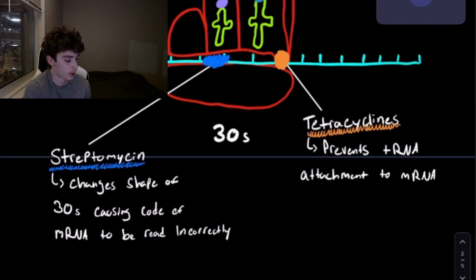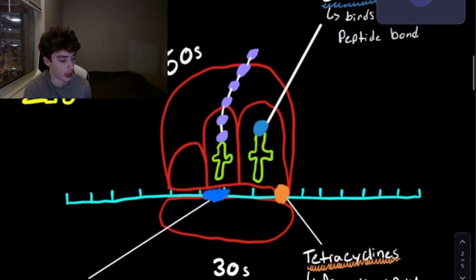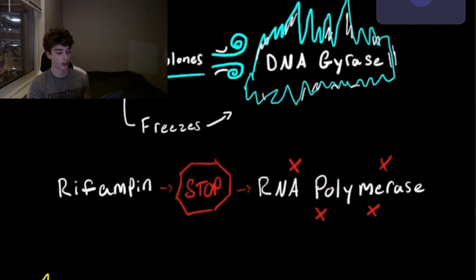Streptomycin is another one. So this is something that's actually going to change the shape of the 30S ribosome, kind of distorting it. It's going to cause the mRNA codes to be read incorrectly. Again, no protein synthesis is going to be happening with that. So the third pathway would be the inhibition of nucleic acid synthesis. So this would prevent DNA, RNA replication and transcription.